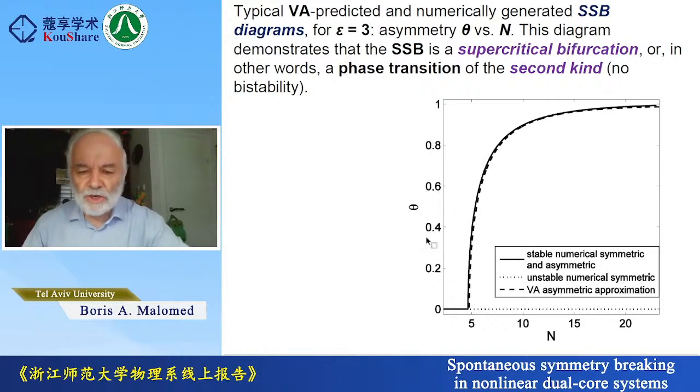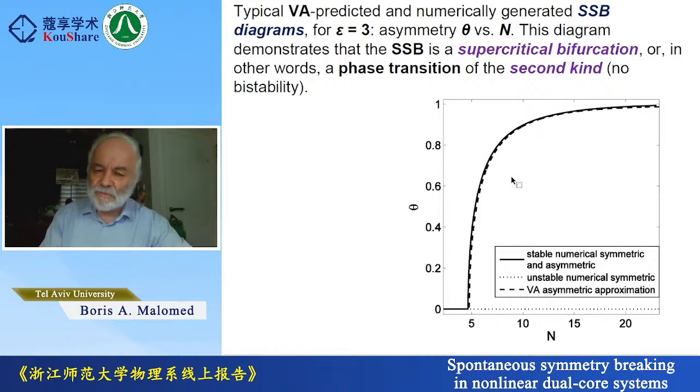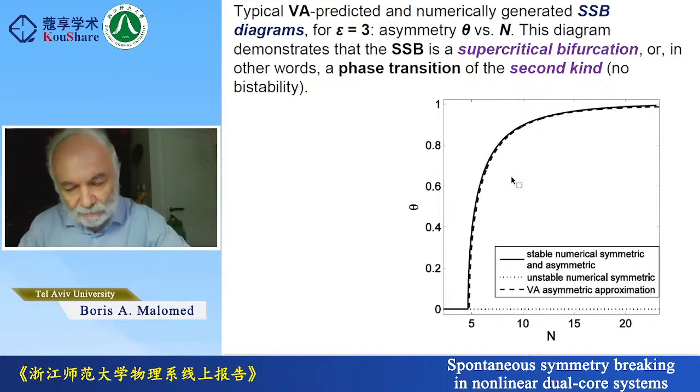Now, the continuous curve shows the result of the full numerical solution of this problem, and not only this numerical solution for the shape of this wave function as a ground state, but also the fact that it is shown by the continuous curve implies that it is stable. It can also be checked numerically that it is stable against small perturbations. Now, the dashed line simultaneously shows the prediction of this variational approximation.